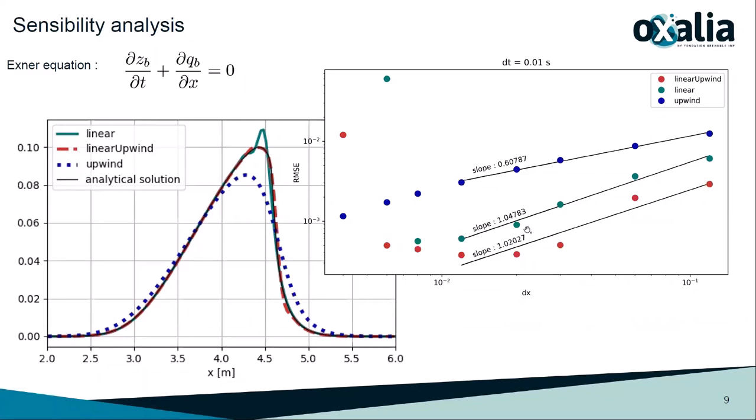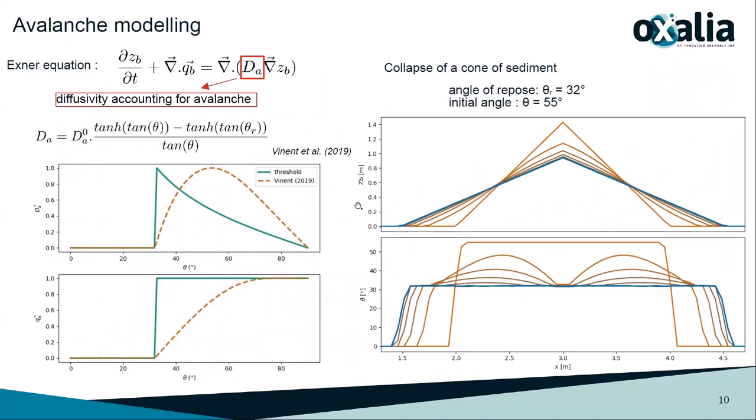But at some point, when the mesh gets too thin, the simulation blows up for the linear scheme. That's when the oscillation becomes too big and makes the simulation crash, so the error goes up. It also happened for the linear upwind scheme, but a bit later, it's more stable. And the upwind scheme, even if it's less accurate, is a really stable scheme.